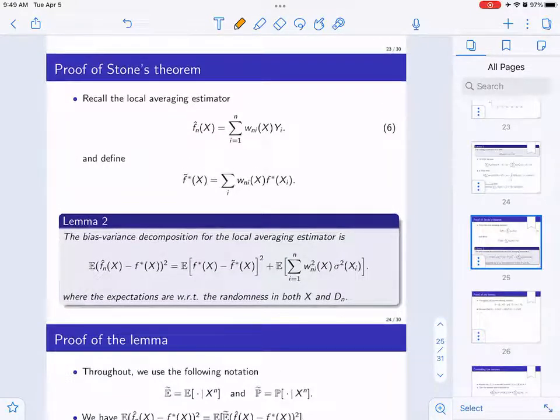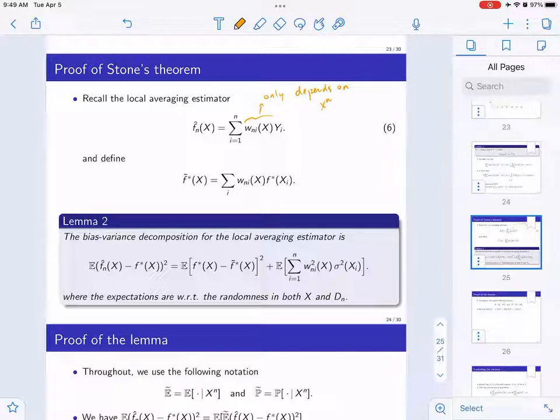So local averaging estimator is something like this. Again, this only depends on x_1 to x_n. And then I'm going to define an idealized version where I just pass f star through this. So if I evaluate f star at x_i, this is the idealized version of y_i. That's the conditional mean. If I pass it through this estimator, this gives me this estimate of the function.